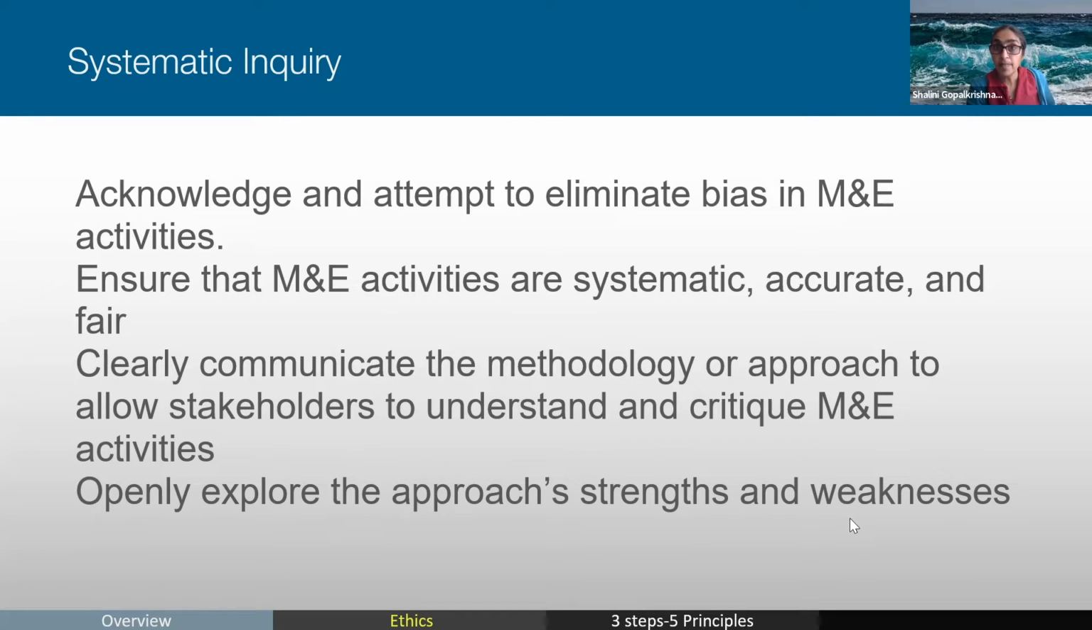You acknowledge that there'll be bias, and you make all your efforts to the best of your ability to remove it. You have to make sure they're systematic, accurate, and fair. Okay, so first go through all the steps as you've learned. Make sure it's accurate and it's fair. So that's systematic inquiry. Whatever method you're doing, make sure all stakeholders know it and give them an opportunity to critique it. You're like, what is good? What is bad? What are things that can be improved? The more people you involve, the more robust and better your M&E is going to be.